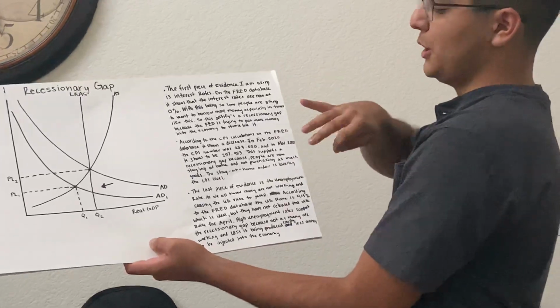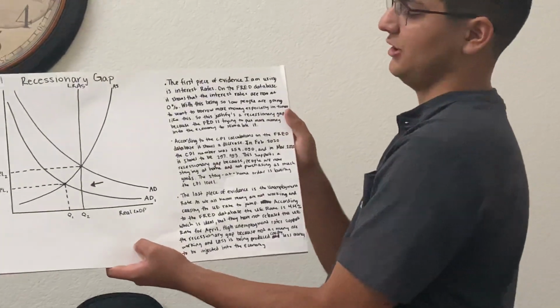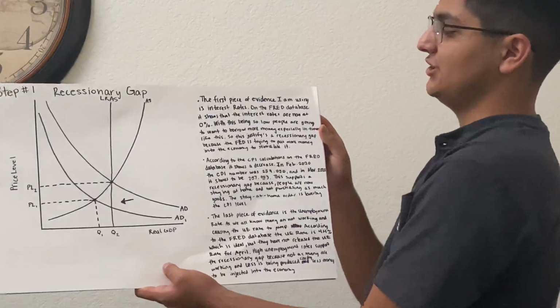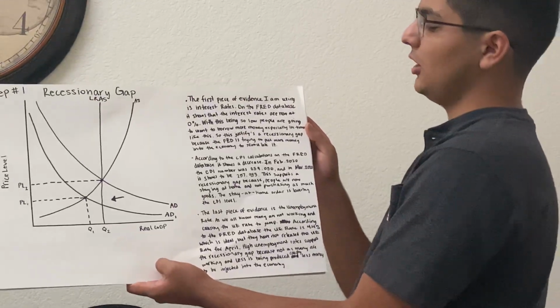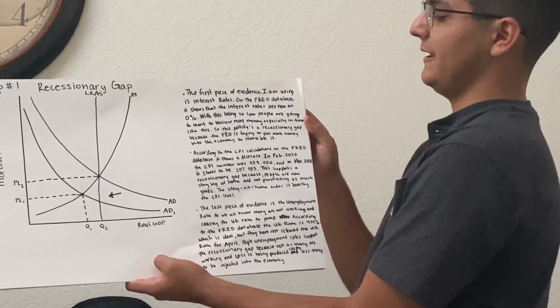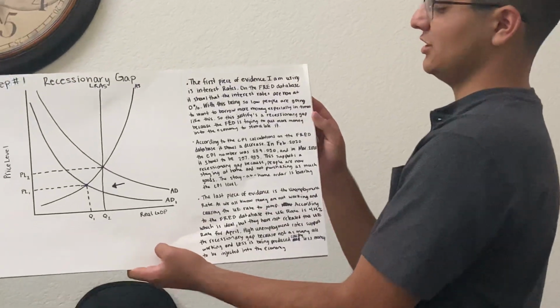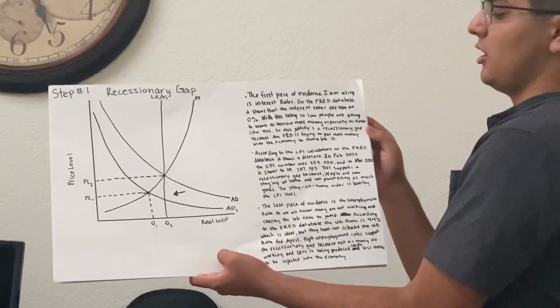I have chosen to do 3 pieces of evidence. The first piece of evidence I have chosen to justify a recession is the interest rates. On the Fed database, it shows that the interest rates are now at 0%. With this being so low, people are going to want to borrow more money, especially in times like this.